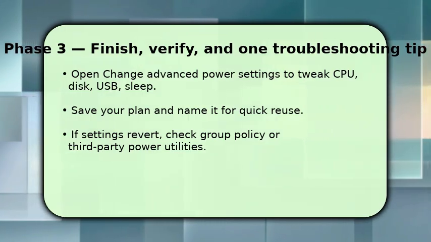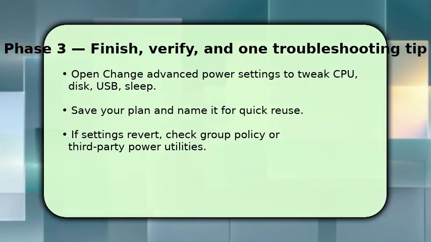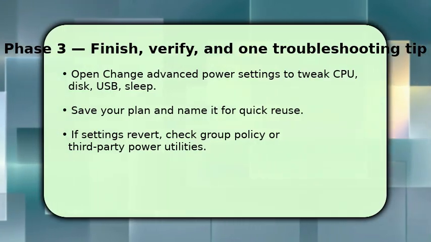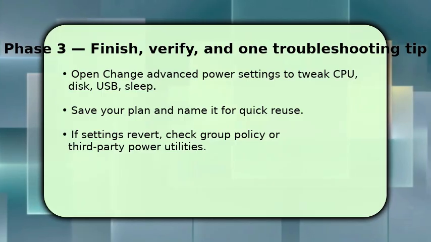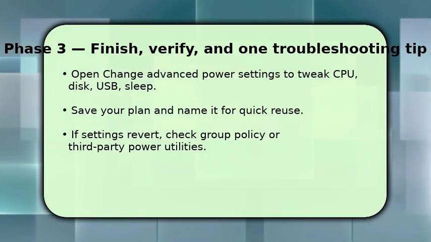If settings revert or do not apply, make sure no group policy or OEM power utility is overriding them. Disable conflicting apps, then reapply. If problems persist, restart and reapply the custom plan to ensure changes.